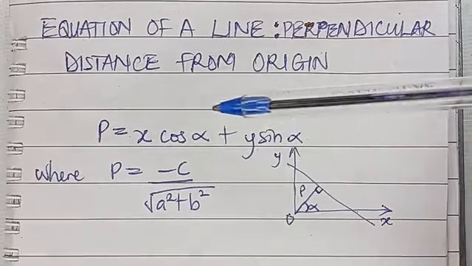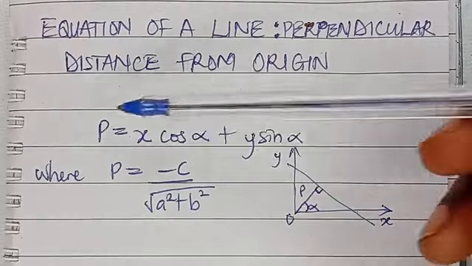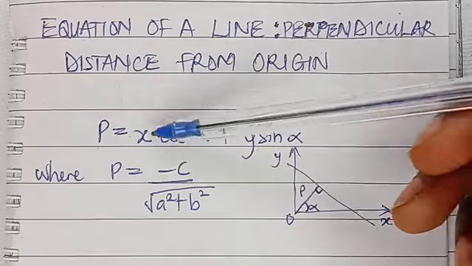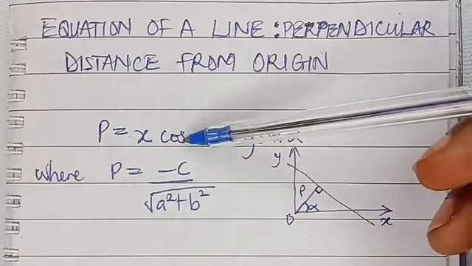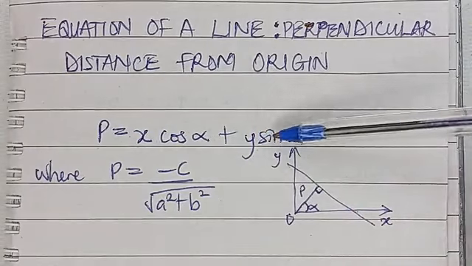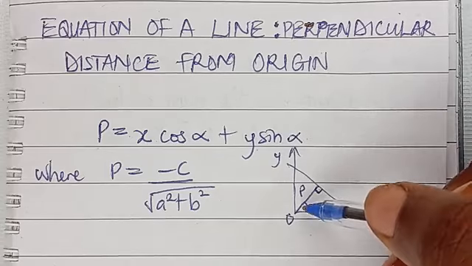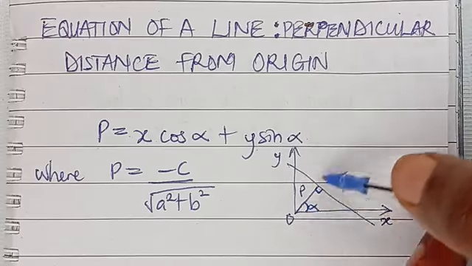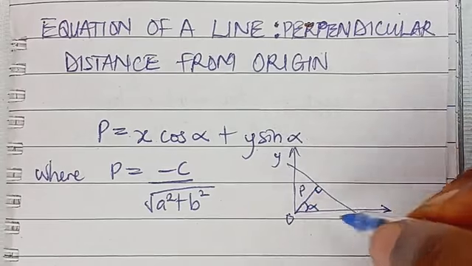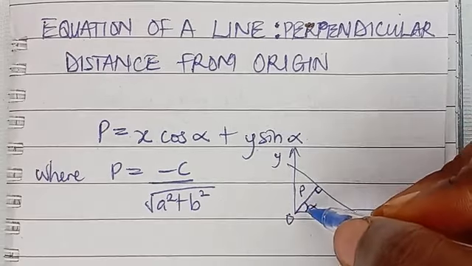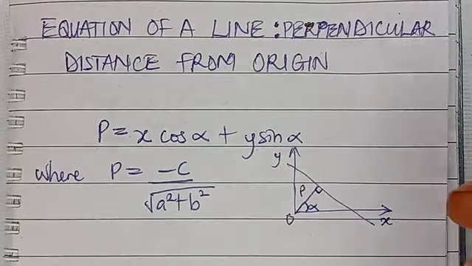So we see that the equation of the line is in this form. The perpendicular distance from the origin of that line is equal to x cos alpha plus y sin alpha, where alpha is the angle that perpendicular line makes with the positive x axis, not with the positive y axis, positive x axis down here.